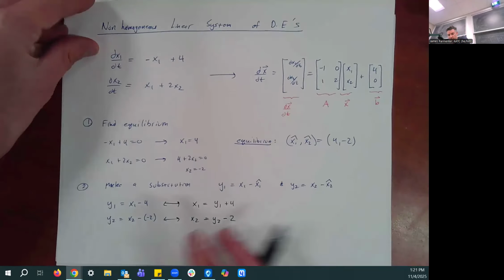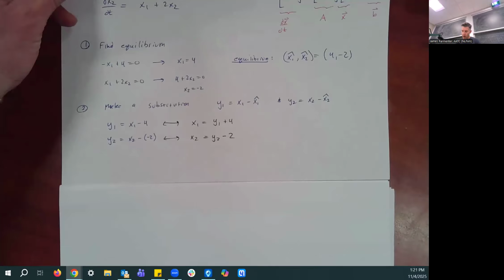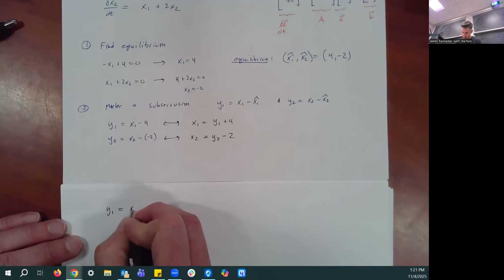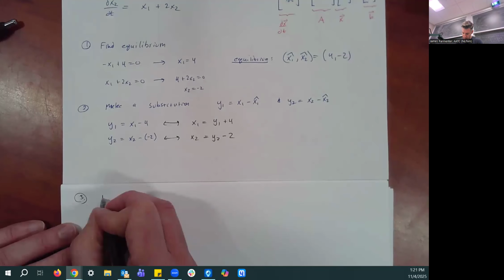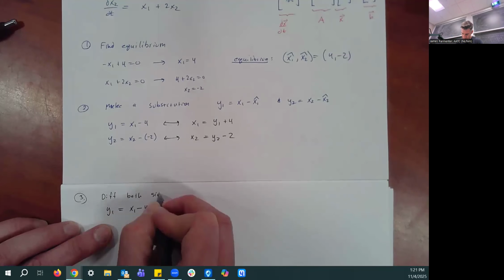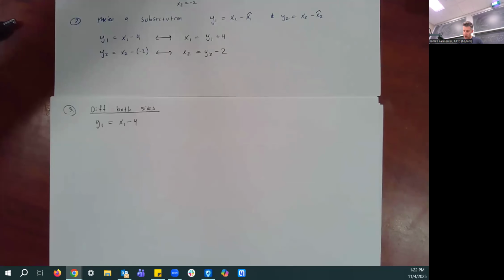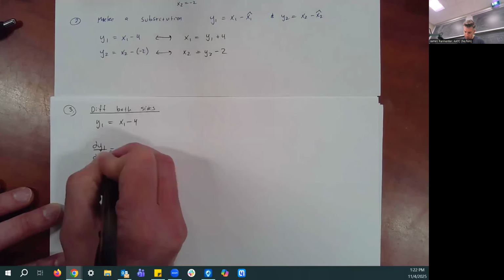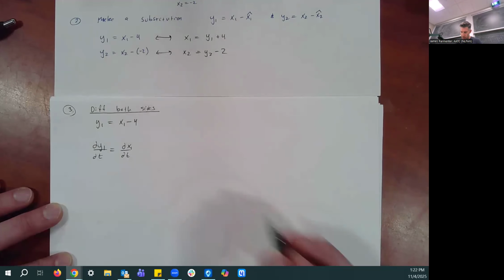Oh my gosh, if I can move this piece of paper at all. So for y1 equal to x1 minus 4, this is step 3, we're going to differentiate both sides. So we're going to say that the derivative of y1 with respect to t is equal to the derivative of x1 with respect to t minus the derivative of 4, which is 0.